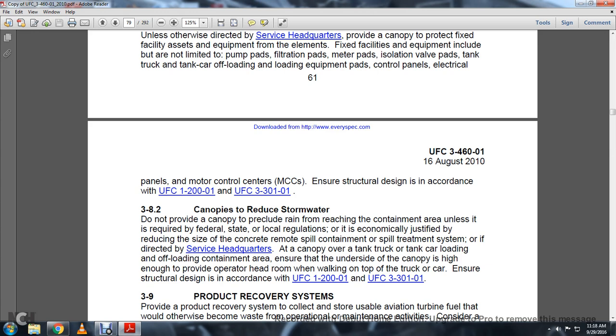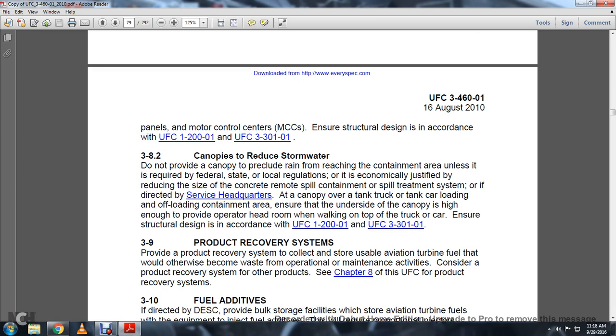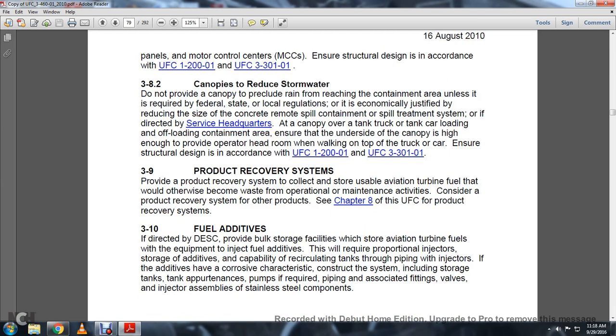The canopies that replace the stormwater do not provide a canopy to preclude rain reaching the containment area unless it is required by federal, state, or local regulations, economically justified by reducing the size of the concrete remote spill containment system, or directed by service headquarters, including a canopy over the tank truck or tanker car loading and offloading containment. Ensure the underside of the canopy is high enough to provide operator headroom when walking on top of the tanker truck or car. Ensure the structural design is in accordance with UFC 3-301-01.